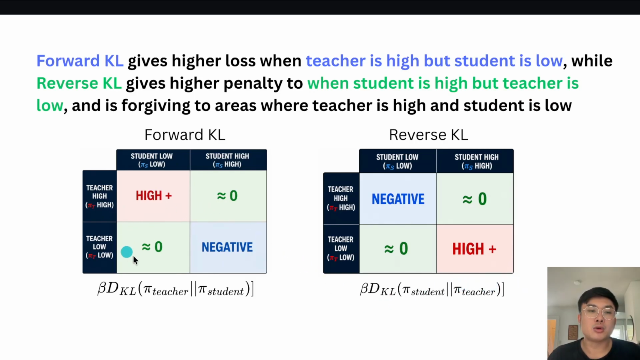If we break it down into quadrants, this is exactly the same as the graph previously, but what we see is that forward KL gives a higher loss when the teacher assigns a high probability mass but the student assigns a low one. However, reverse KL is more forgiving when the teacher has a high probability but the student has a low one, but it penalizes more when the student is high but the teacher is low. Next we'll see in a toy example how this loss actually encourages different modes.